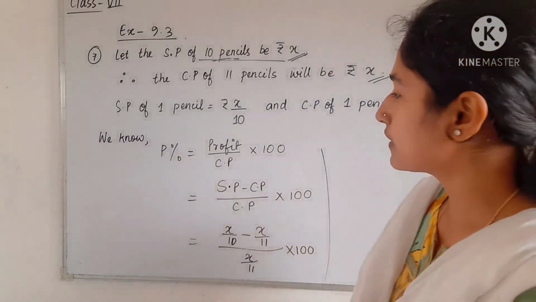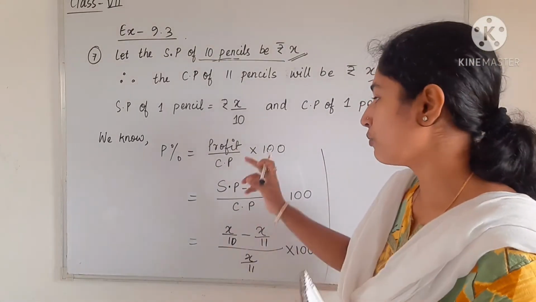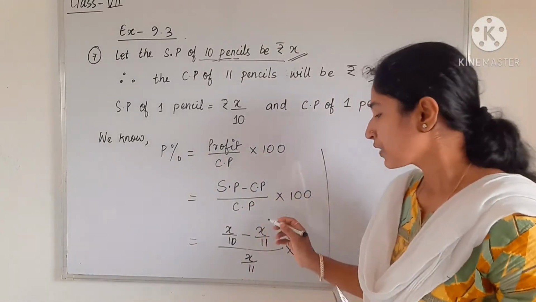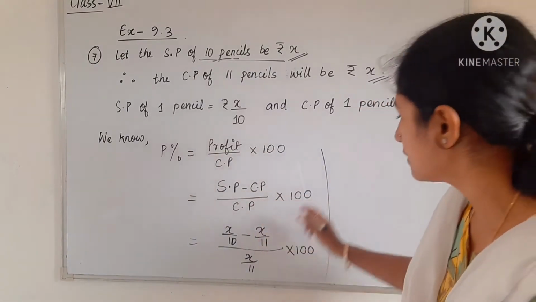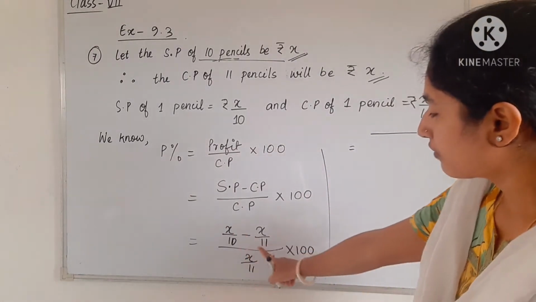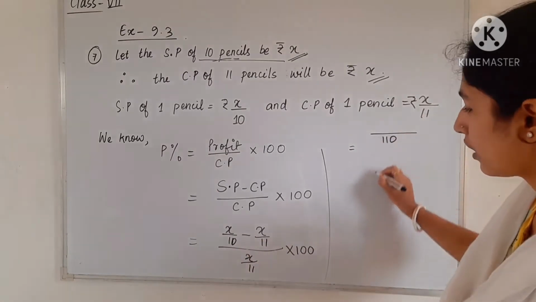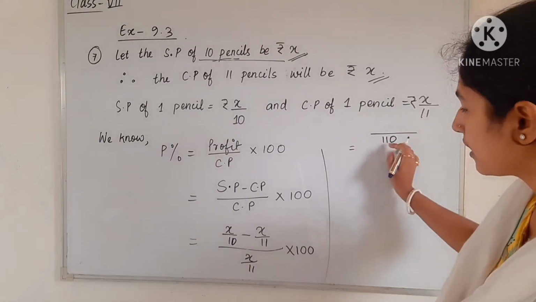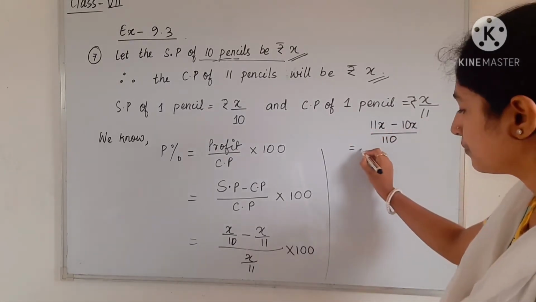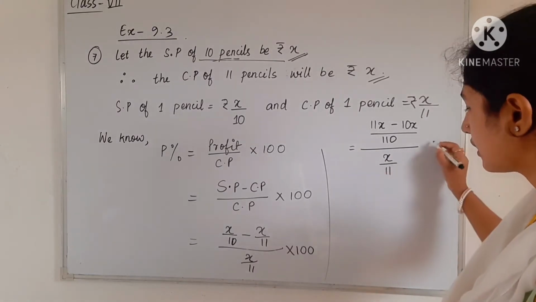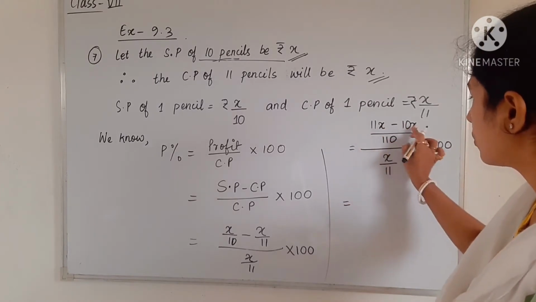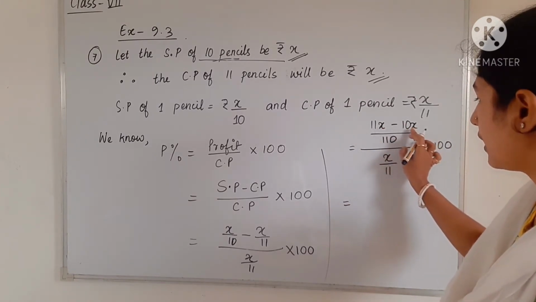So now we can easily find the profit percentage. The formula is profit by CP into 100. In place of profit we can write SP minus CP. So after putting the values, we will get this. Now further, if we do simplification in the numerator, there is a fraction, so we have to take LCM. So 110 will be the LCM, and then it will be 11 into x, 11x, minus 10x, the second term. Next, in the denominator we are having x by 11, so into 100.